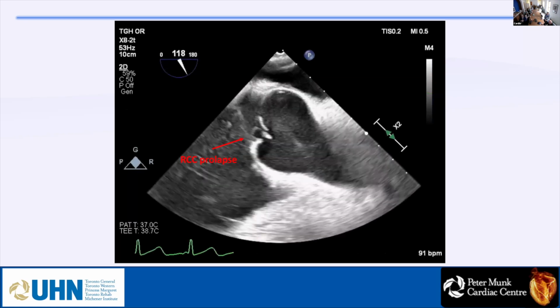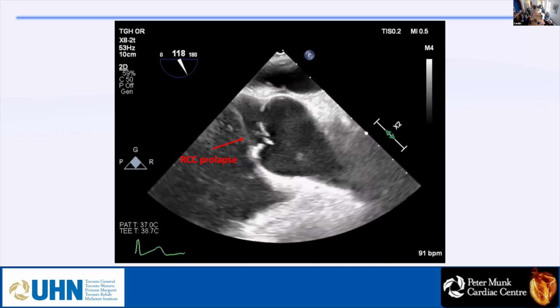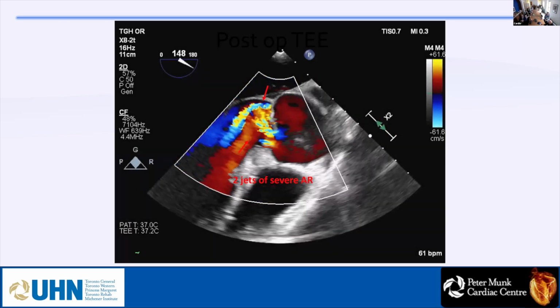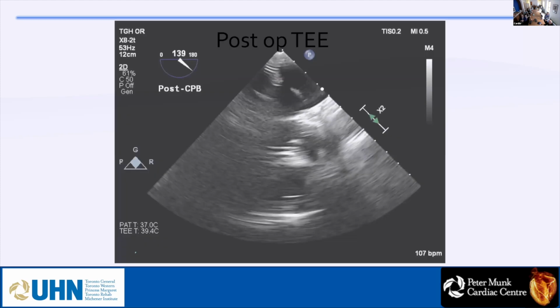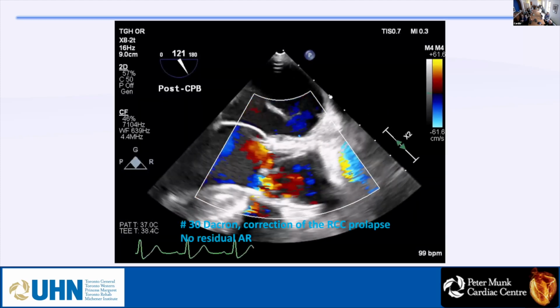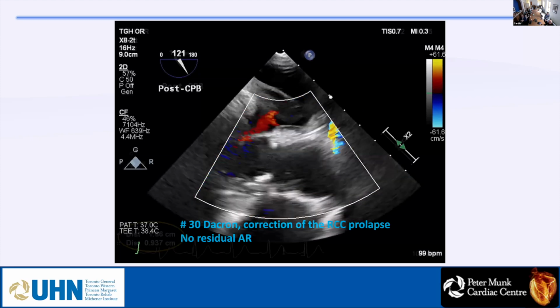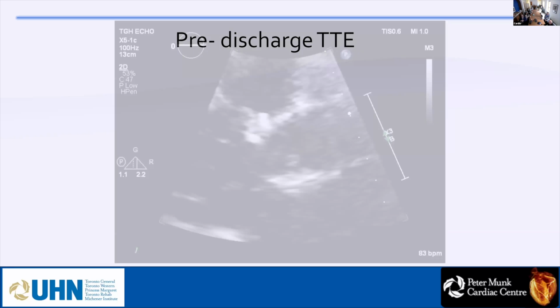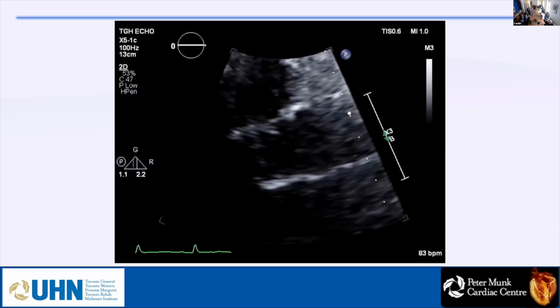That's a severe prolapse of the right cusp. And see, severe AI. And post-op, did the David operation. Again, no AI. Very good geometric height, very good effective height. And this is a pre-discharge echo.